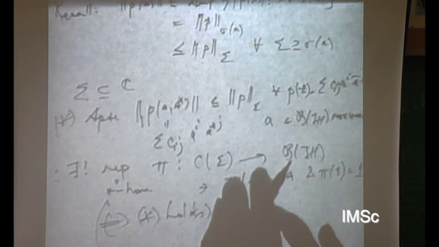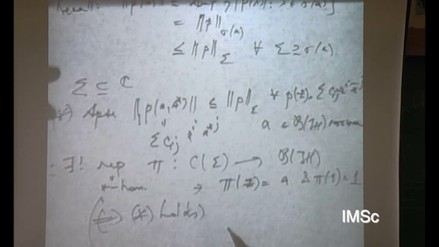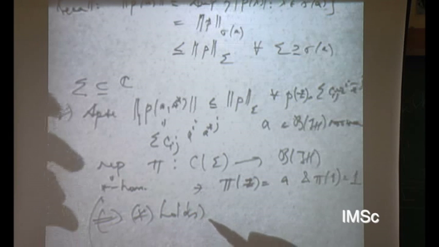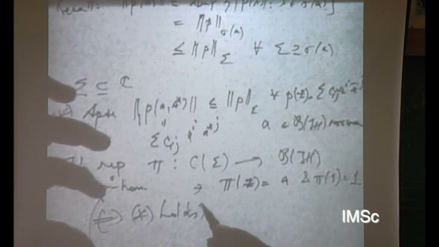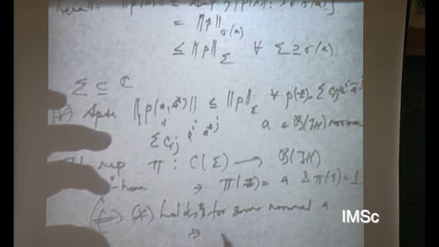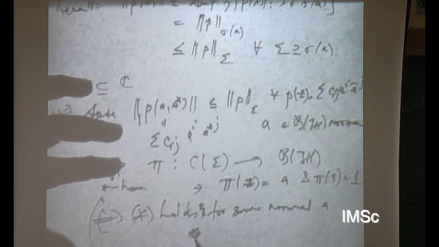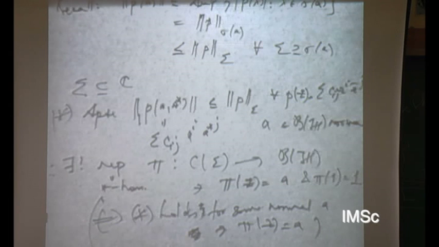Okay, so you think about it. What's the condition? A is normal. So the statement is that there exists a star homomorphism like this, satisfying this, if and only if star holds for some normal A, satisfying star, with pi of z equal to A. Actually, this direction is not so important, so let's not worry about this for the moment.